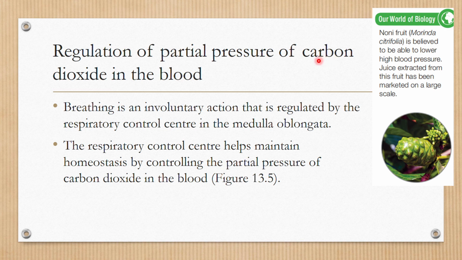Okay, do you still remember the nature of carbon dioxide? Is it neutral, acidic, or alkaline? So what will happen if this is in excess in the blood? So it has to be regulated.